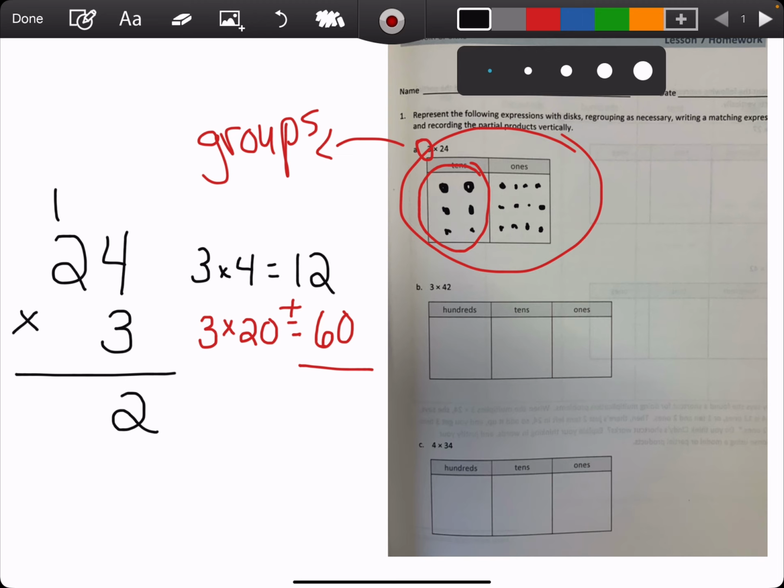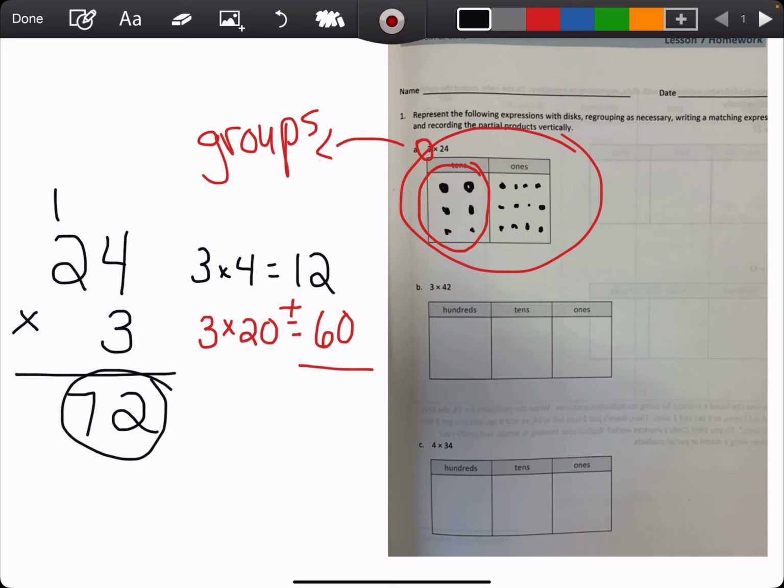Now, let's go back to the standard algorithm. We did 3 times 4 is 12. Regroup the 1, put down the 2. Now, 3 times 2 10s is 6 10s. Add 1 more is 7 10s, is 72. Now, 72 is your answer. If I go back here, I had 3 times 4 was 12, which I have here. 3 times 20 is 60, which I had there. And what do you get when you add the 12 and the 60? You get 72, which matches up with your standard algorithm. So you see that worked out.